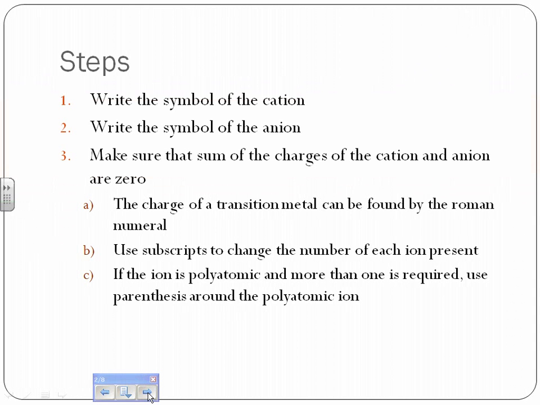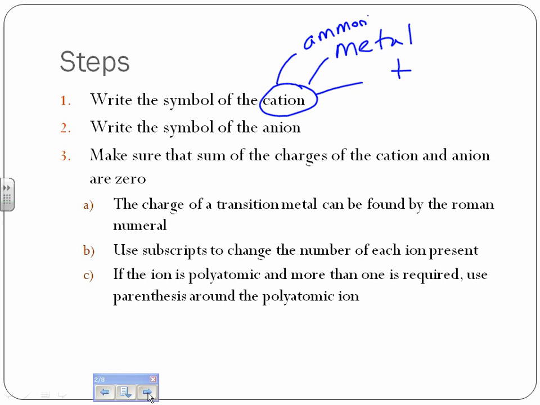Here are the steps. Essentially it's 3 steps to making sure you can write the formula. The first step is we write the symbol of the cation. Now keep in mind that the cation is the positive piece in the atom. So this is usually going to be the metal. The only exception that we really have when working with this is it could also be ammonium. So those are our cations that we work with in first year chemistry.